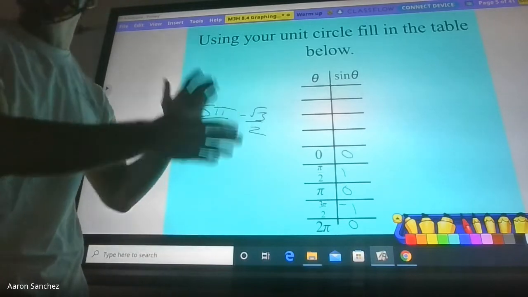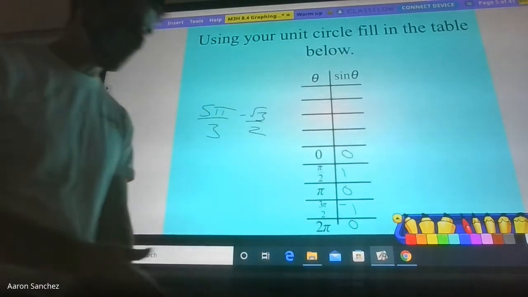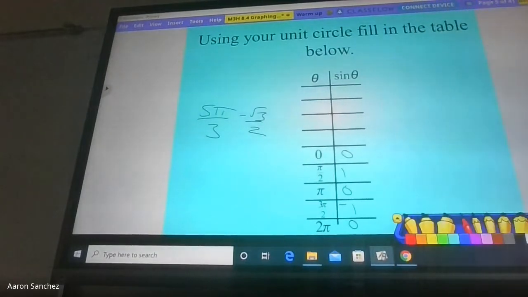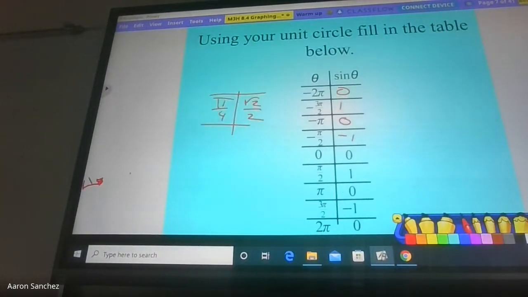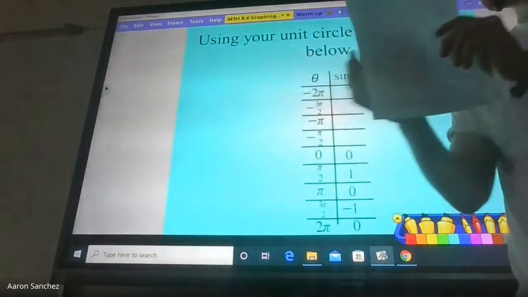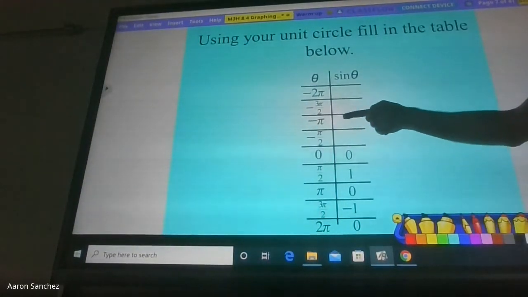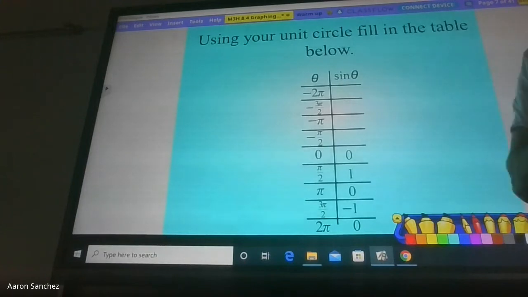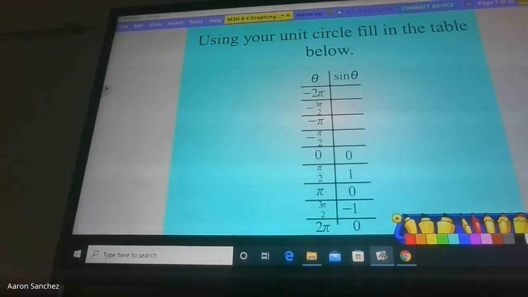Now, notice the positive direction goes like this. We also have to graph the negative direction. So what about negative? Let's look at the negative. Can you guys see this here? In negative, so negative pi over 2, negative pi, negative 3 pi over 2, negative 2 pi. I'll let you guys fill that up. Giselle, are you having trouble finding it, or you need help?